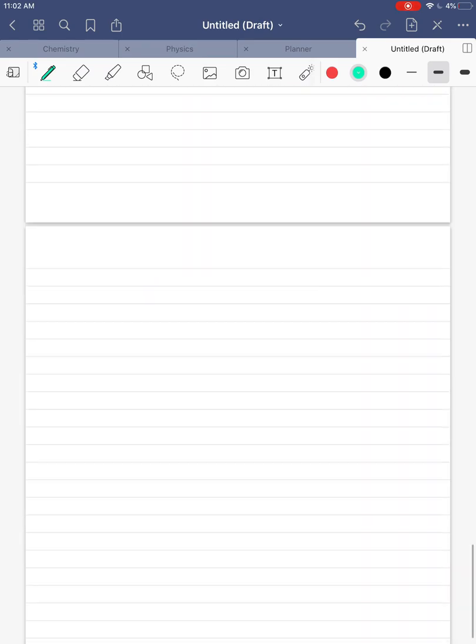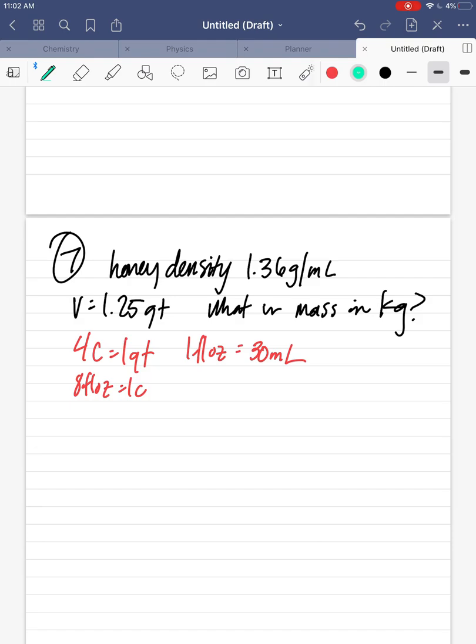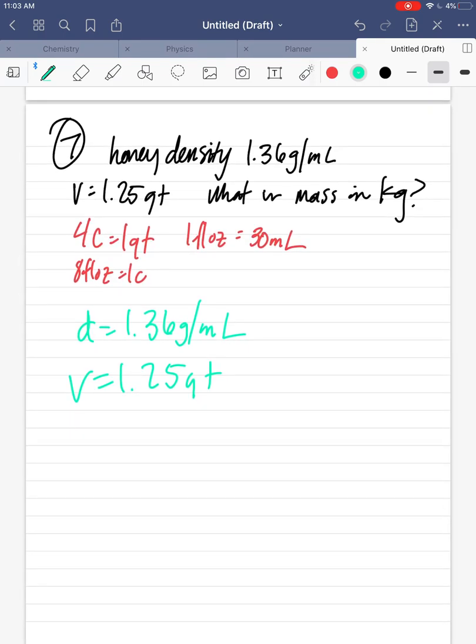Okay, last one. Honey has a density of 1.36 grams per milliliter. So there's your density. You have a volume of 1.25 quarts. Okay, this one is particularly messy. Like I said before, you've got to make sure that your units match. Well, on this one, they don't. Also, this doesn't match either. So yeah, this one's going to take a little bit.